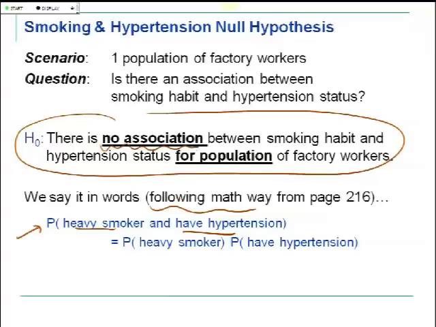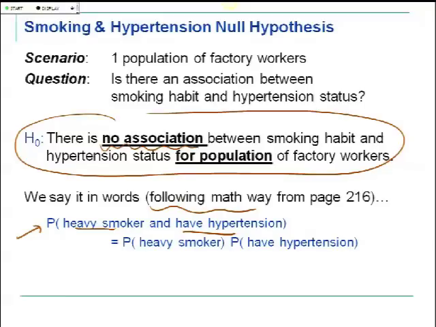And you can say it a couple different ways, but H-naught should have the statement that things are independent. It's a test of independence. That's what goes into H-naught. Independence means there's no association between our two variables for our population, that there's no relationship between them. So that's how we can state H-naught, and H-A, of course, is that there is some relationship, something going on.